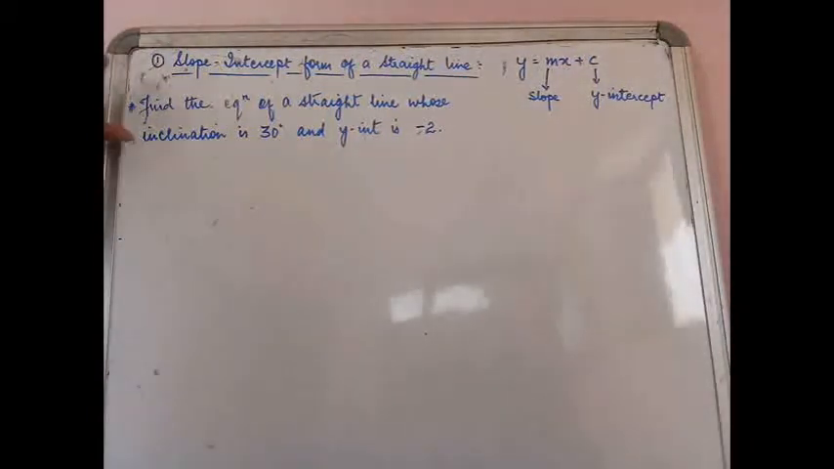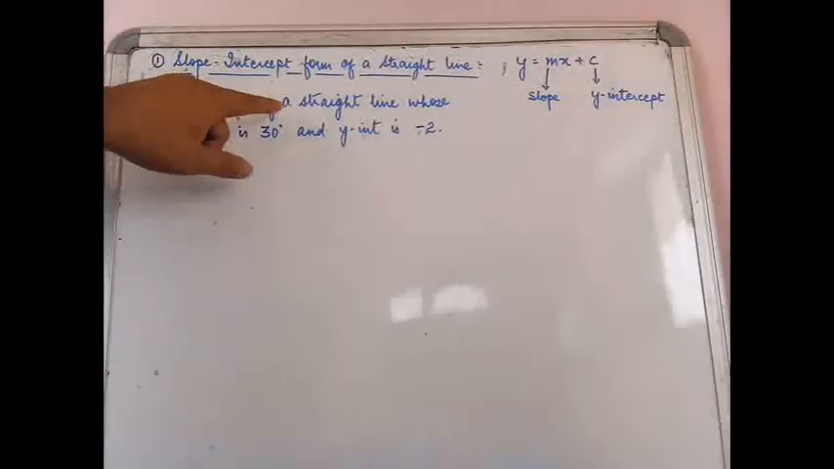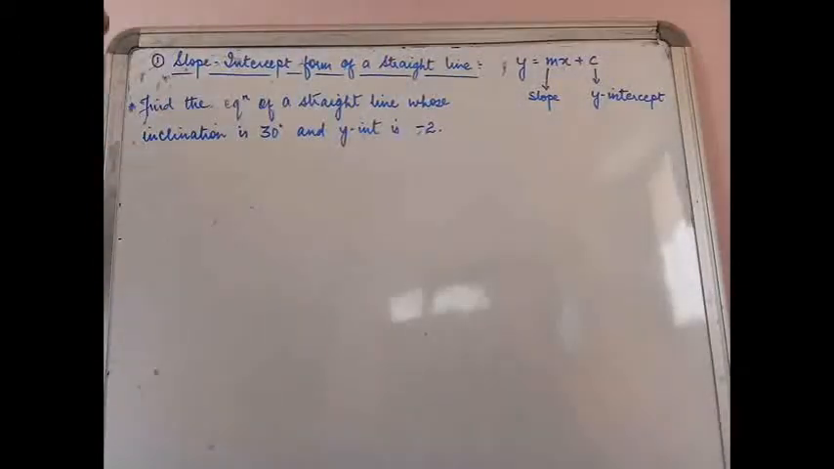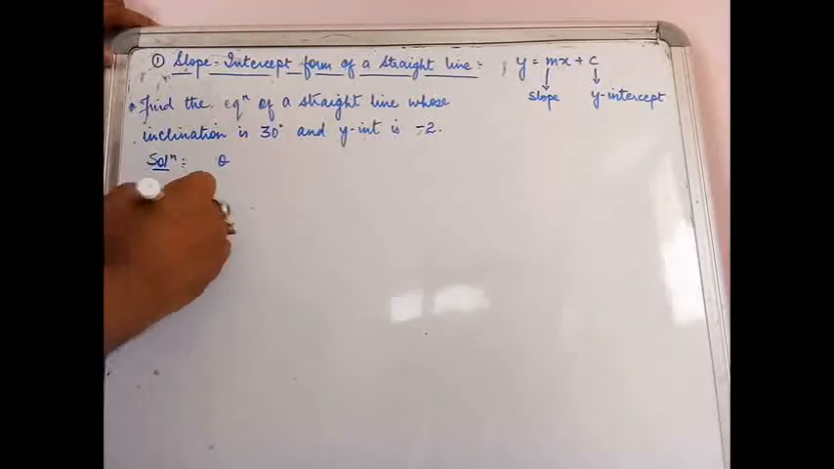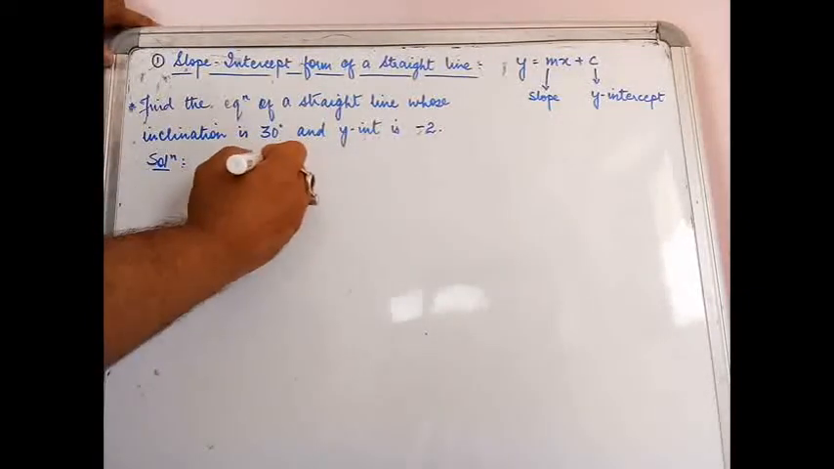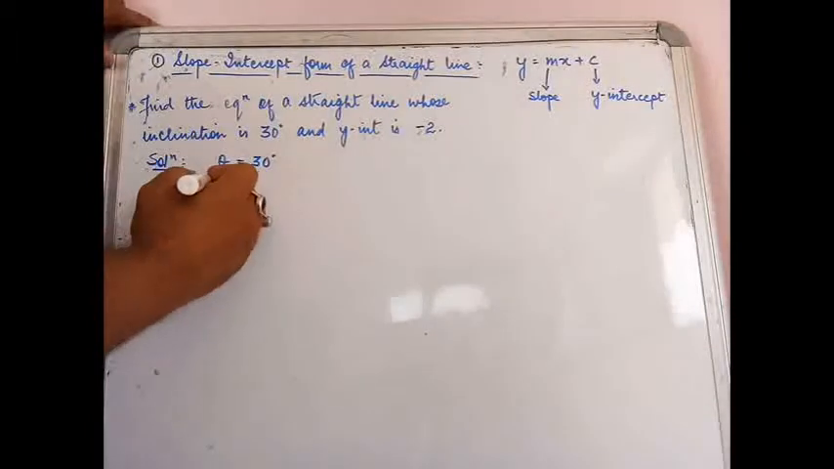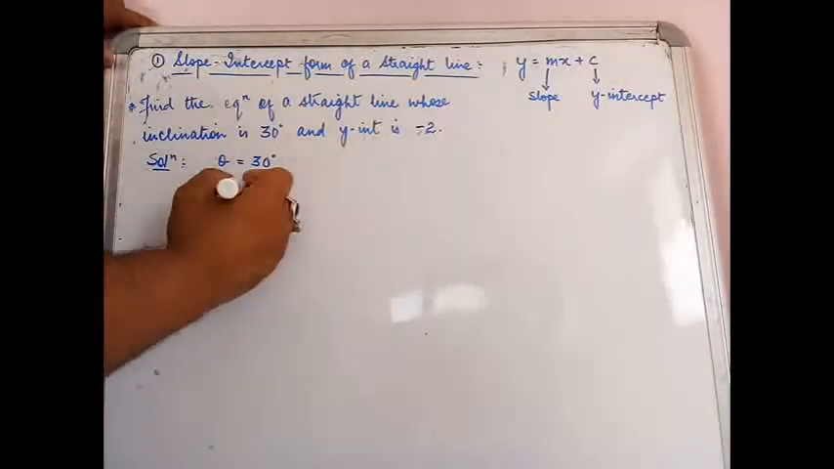So again an illustration using an example or a question. Find the equation of a straight line. So this is the first question on equation of a straight line, whose inclination theta is 30. So immediately we will list the values that are given. Theta value has been given as 30 degree. So the moment you have theta, you can immediately get the slope.